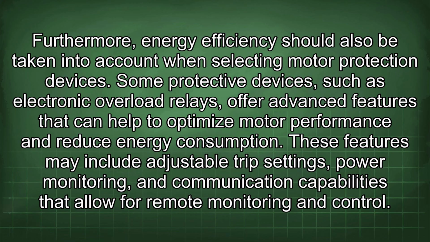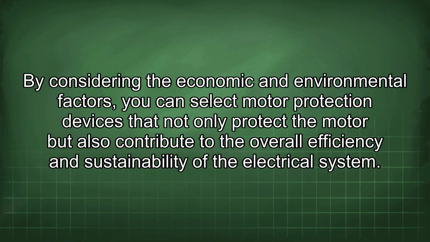Some protective devices, such as electronic overload relays, offer advanced features that can help to optimize motor performance and reduce energy consumption. These features may include adjustable trip settings, power monitoring, and communication capabilities that allow for remote monitoring and control. By considering the economic and environmental factors, you can select motor protection devices that not only protect the motor but also contribute to the overall efficiency and sustainability of the electrical system.